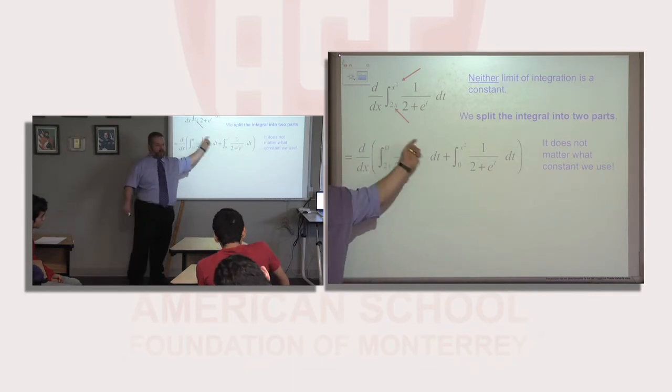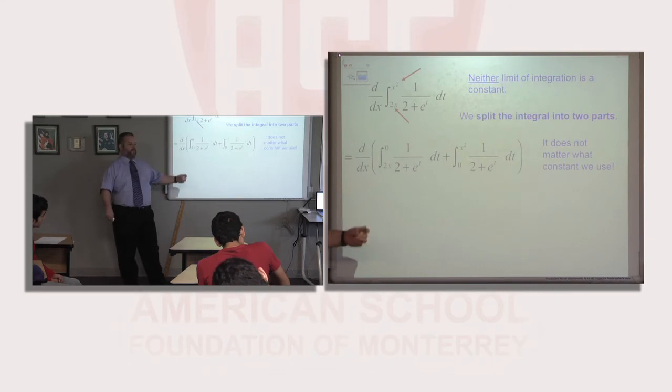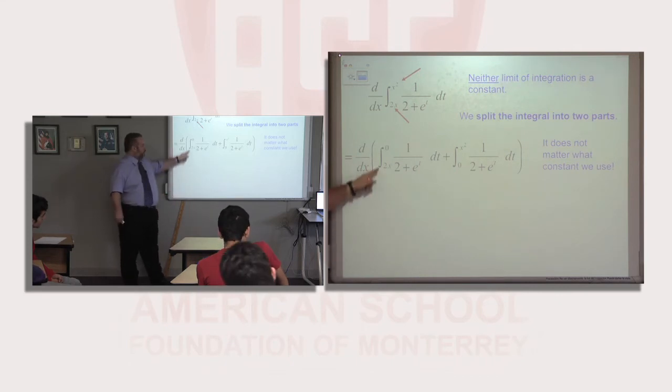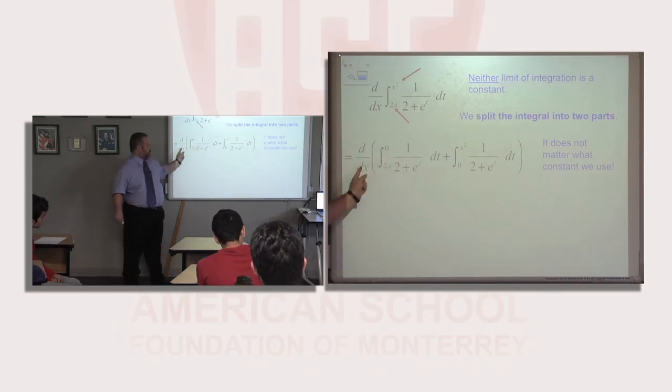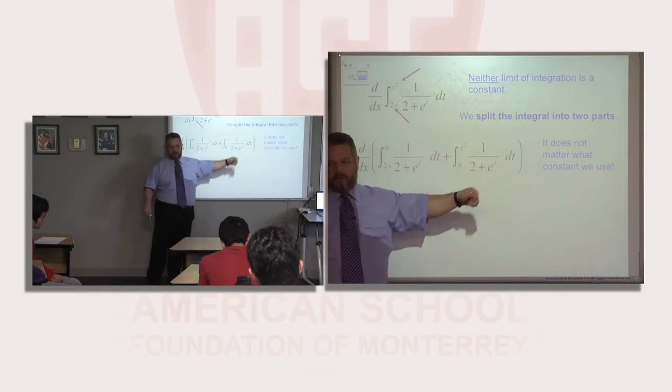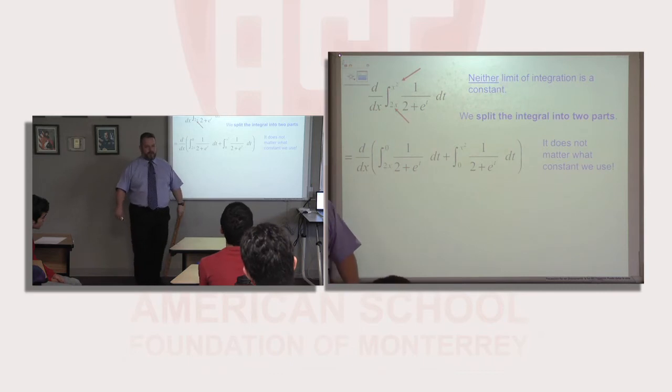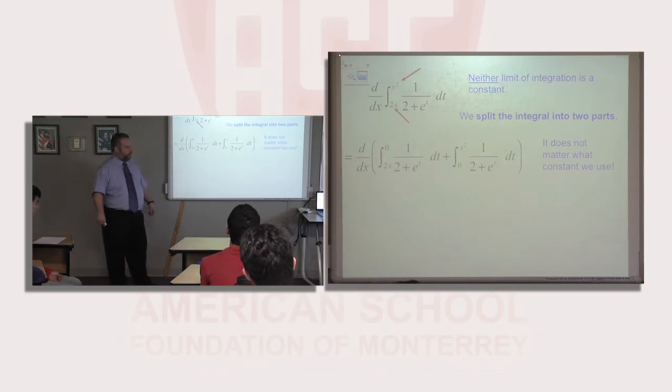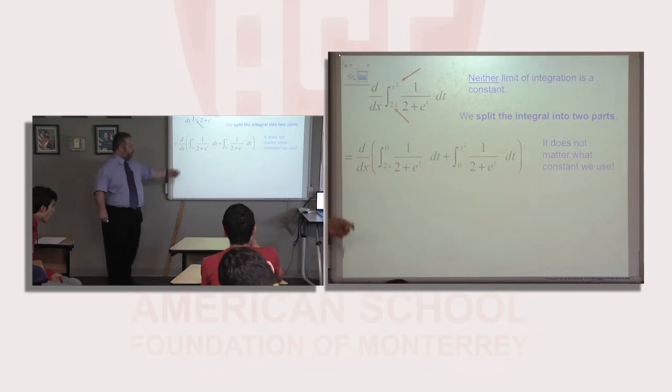Anna said 4. If I put 4s in here, what changes? Nothing. Because when I put a 4 into this, I'm going to get a constant. The derivative of a constant is 0. When I put a 4 in here, I'm going to get a constant. Derivative of a constant is 0. Doesn't matter what constant we pick. Okay? So this is good. Now, are we there?